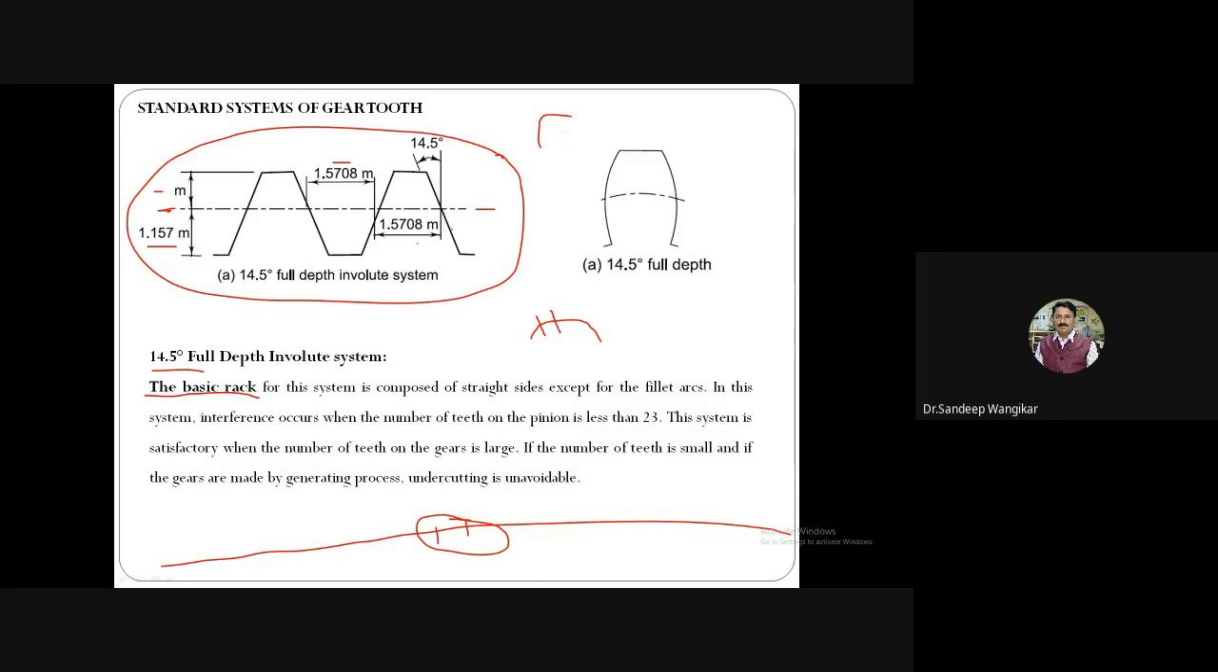This is one of the systems. This is a standard system. We have to select only a system. All things shown in the diagram are standard. So interference occurs when the number of teeth on the pinion is less than 23.